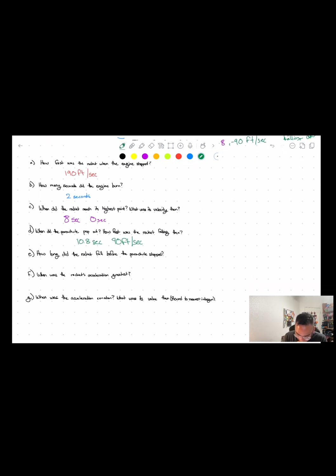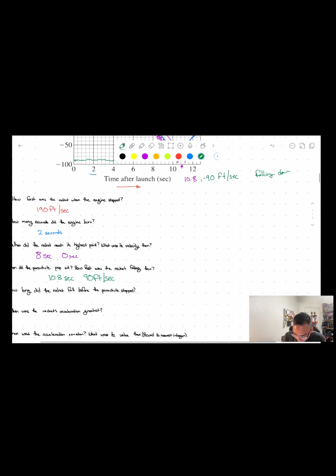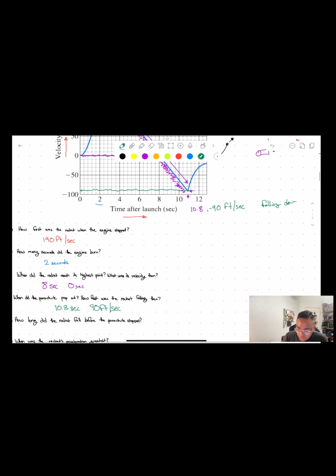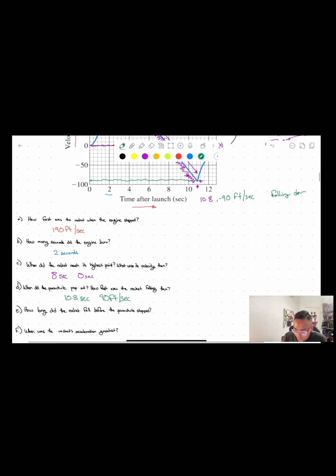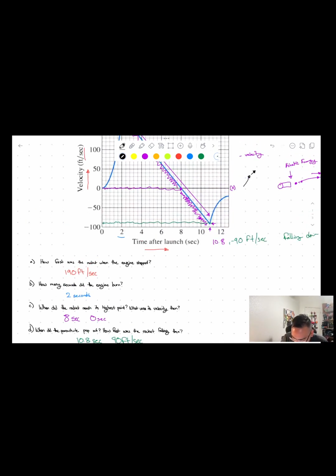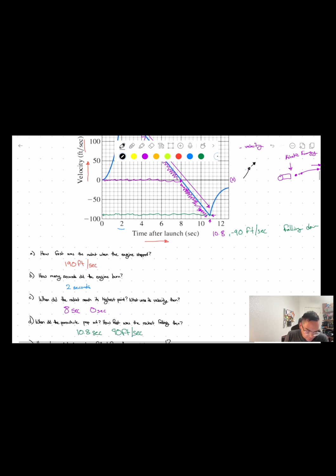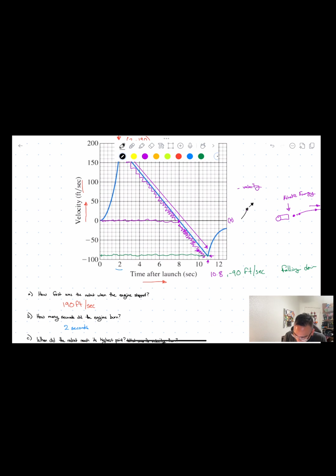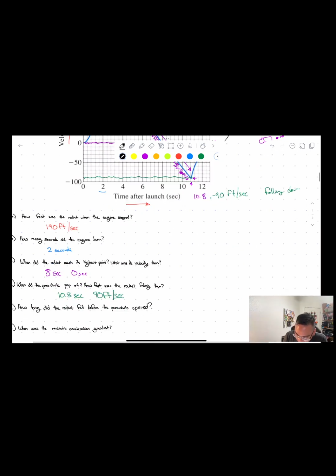So E asks, how long did the rocket fall before the parachute stopped? How long was it falling before the parachute opened? We can say that roughly about 8 seconds is right when the parachute was essentially deployed.